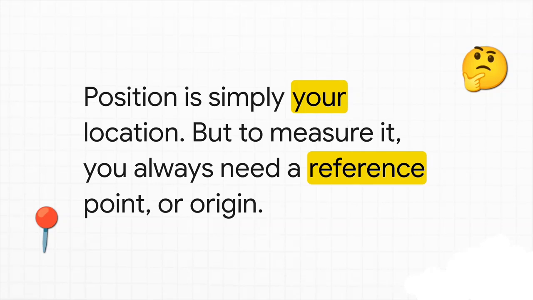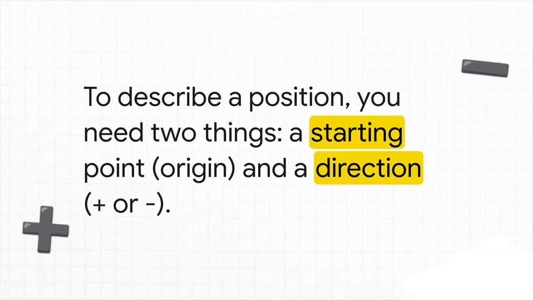Physicists have a simple name for this, they just call it an origin. So here's the big takeaway. Position isn't just a number, it's a number and a direction. First, we set up our starting line, our origin point, our zero. Then, we decide which way is positive, let's say that's to the right, and which way is negative, to the left. So now, if I say a car is at plus 10 meters, you know exactly where it is. It's 10 meters to the right of our starting point.